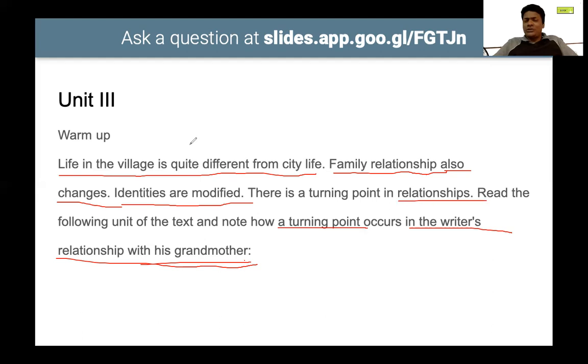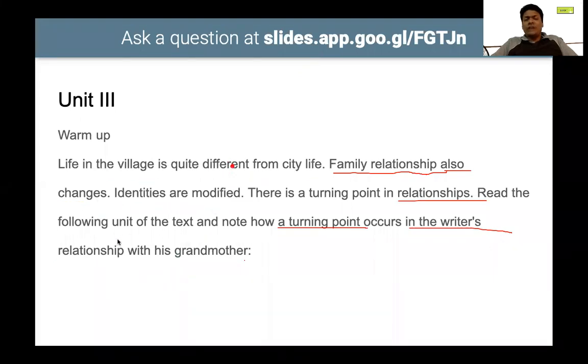Family relationships also change, and identities are modified. There is a turning point in relationships. The kind of relationship we formed during our childhood days, we don't find the same after getting old. So the following unit will give us the idea of how a turning point occurs in the writer's relationship with his grandmother. Let's see how it was changed.